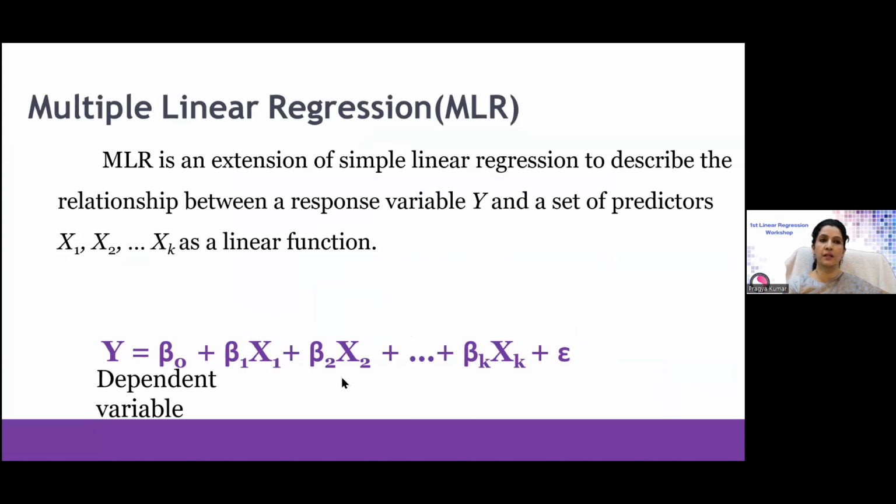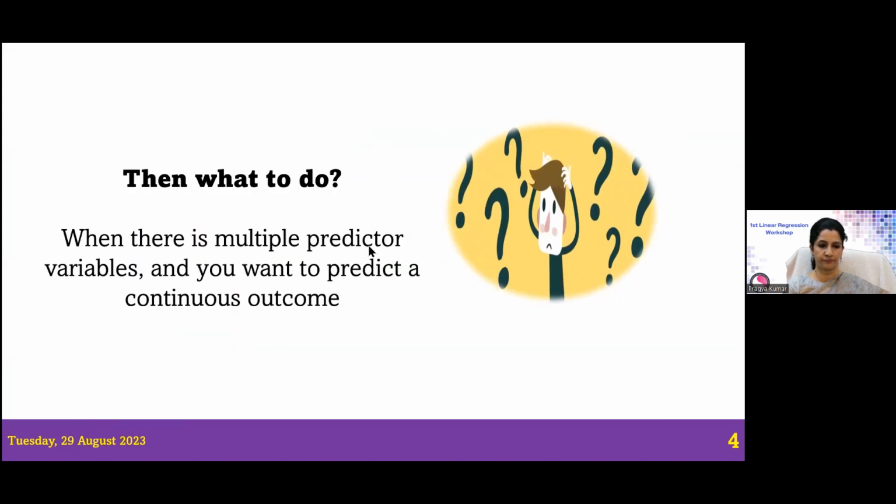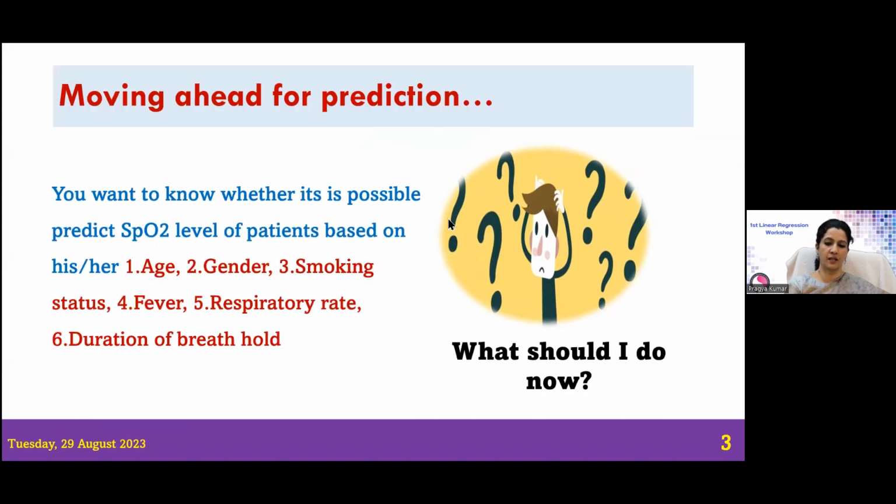But again, if there are more predictor variables, we explain it like beta 1 x1 plus beta 2 x2 and so on, along with one error. So here, I've just asked one question: if I want to predict the SpO2 level of patients based on the age, gender, smoking status, fever, respiratory rate, and duration of breath hold, then what should I do?